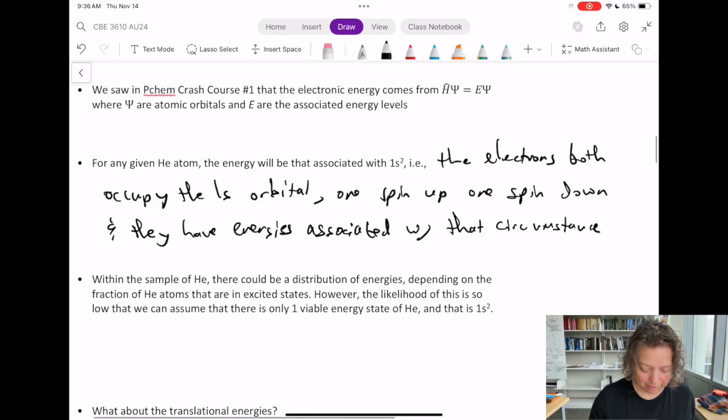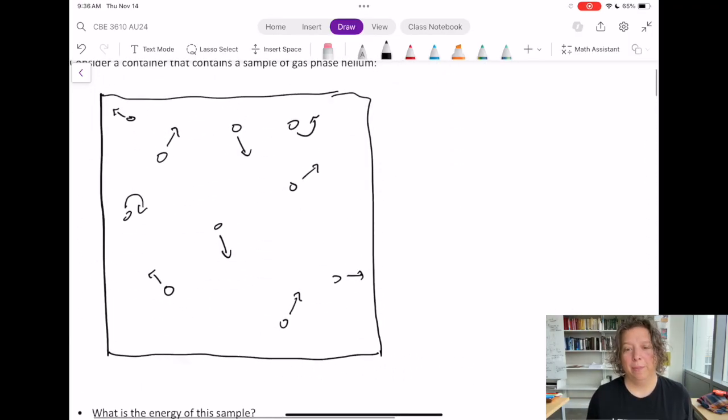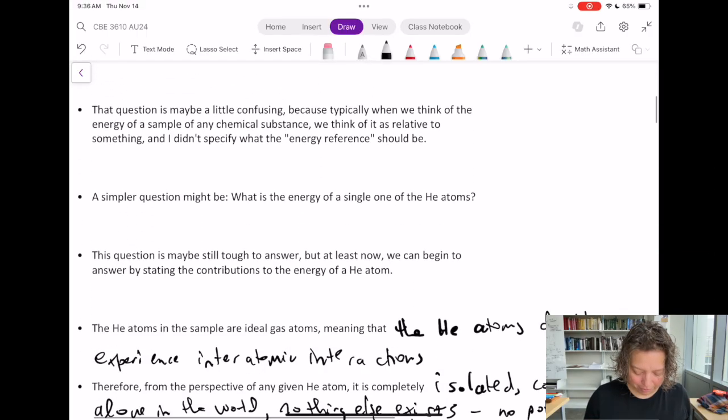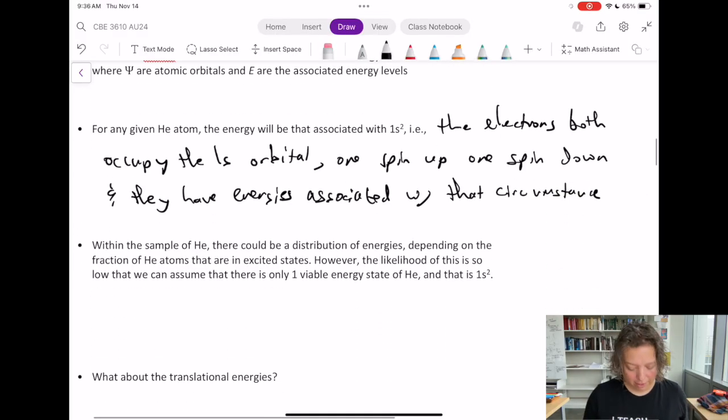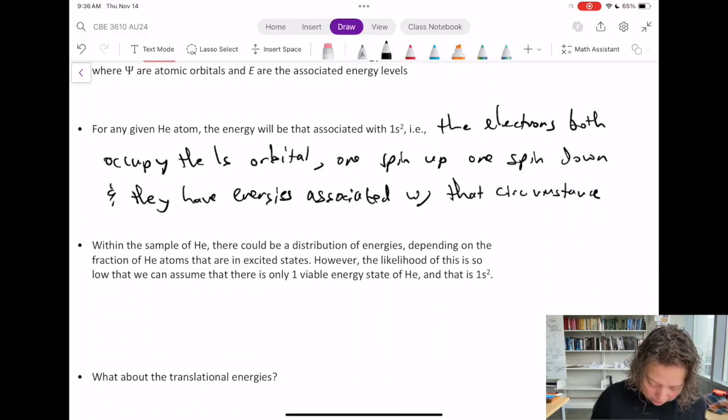So we're going to say, for our purposes, where we are looking at this sample of helium atoms, yes, these are quantum particles, but we're observing them from the classical world, right? So we are going to observe the average energy of these things, and that is going to be almost identically the energy of ground state helium. Okay. So that's the electronic piece.